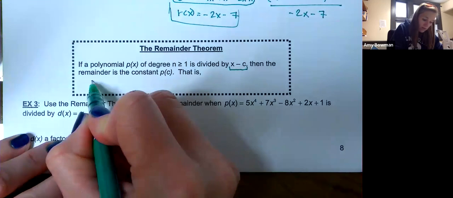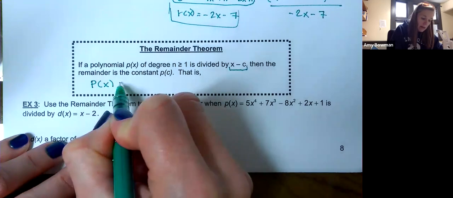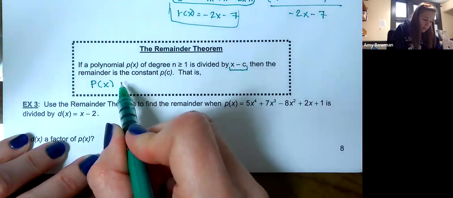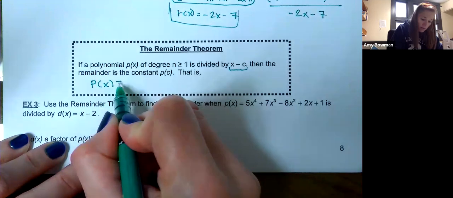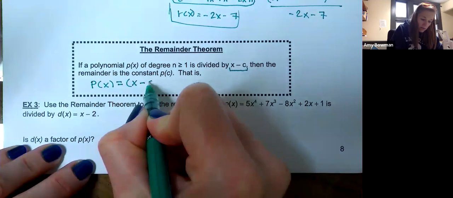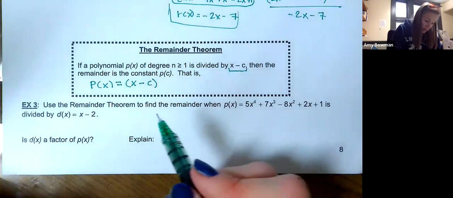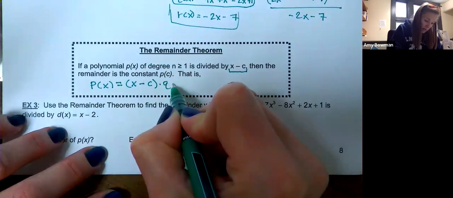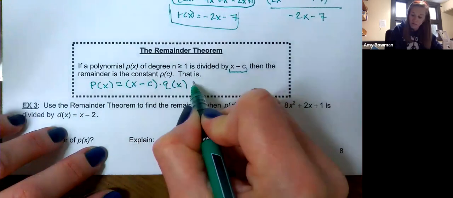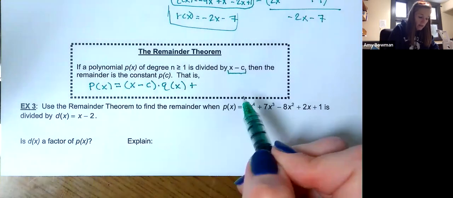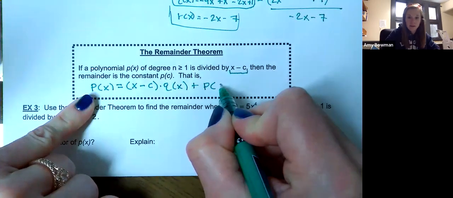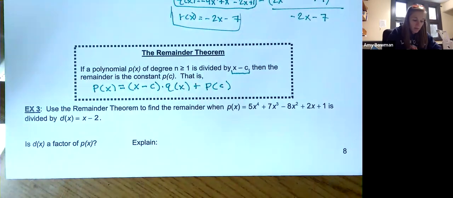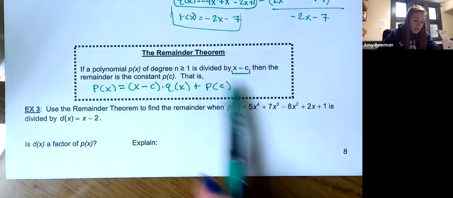So what it means is if I take p of x and divide that by x minus c, then I'll get the quotient, q of x, and the remainder, instead of r of x, is actually just going to be our original polynomial evaluated at that c value. So let's apply that to this example because that's probably hard to wrap your mind around.